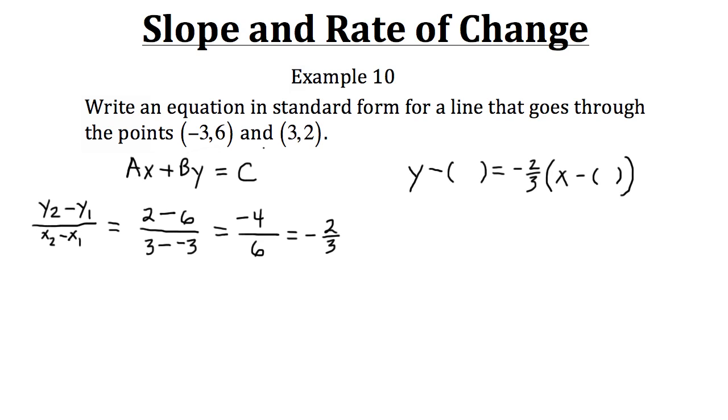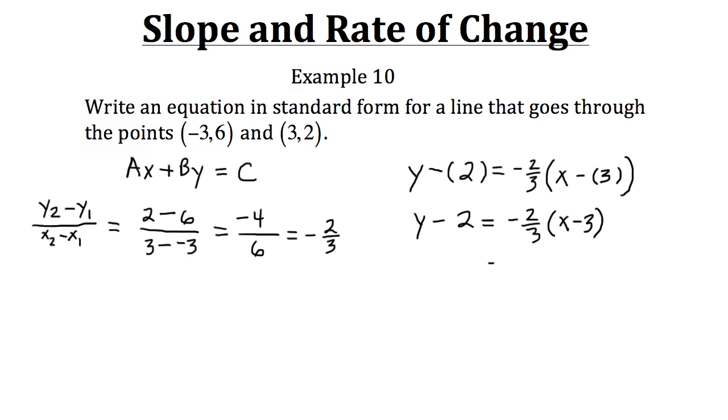Now we have 2 points here, and we only need one of them to write it in this form. So let's just choose one. Let's do 3, 2. So 2 would be our y value, and 3 would be our x value. So now we're going to want to simplify it to where we get x and y on the same side. So let's do that. Probably the easiest way to do that is we need to distribute this first.